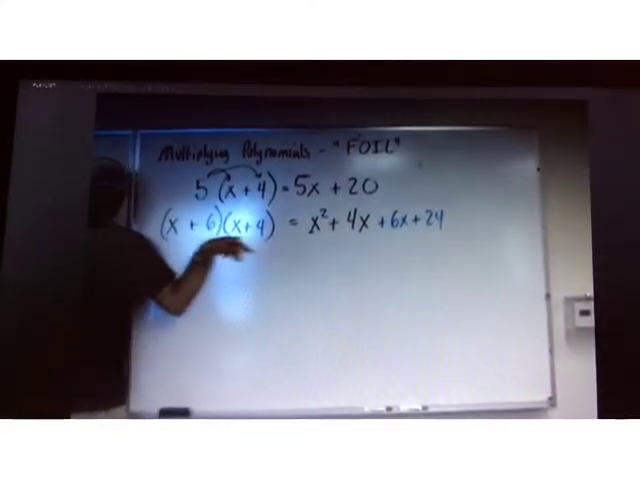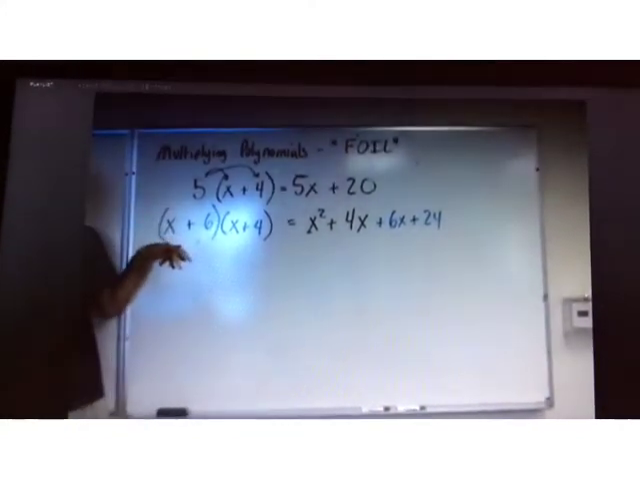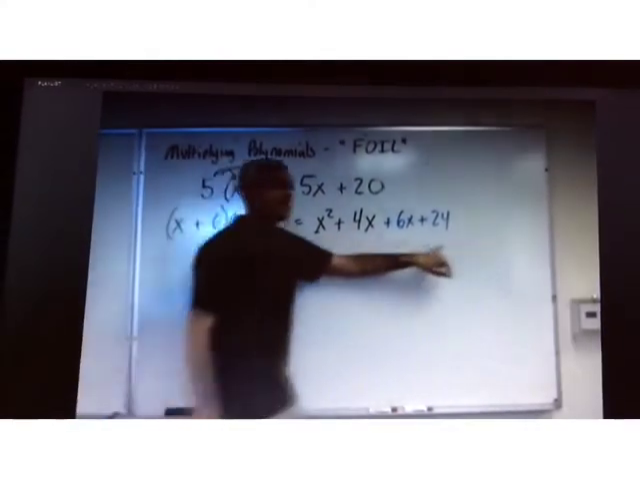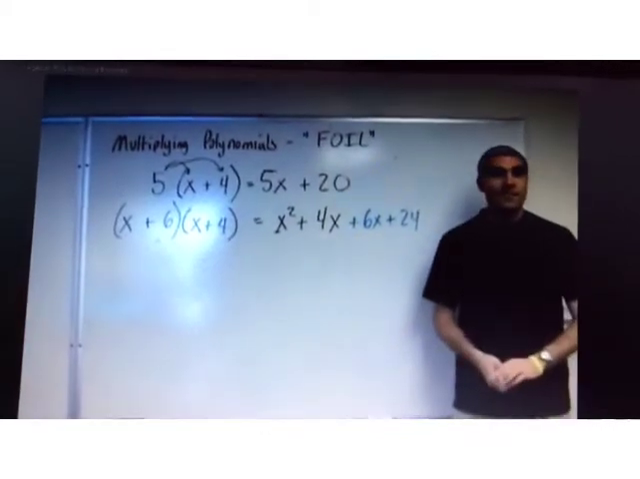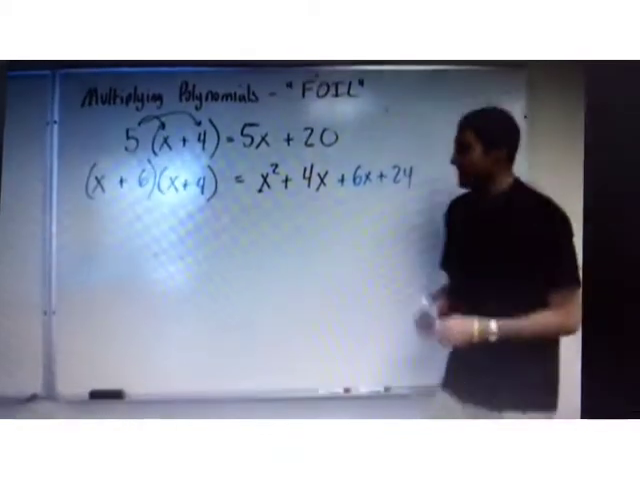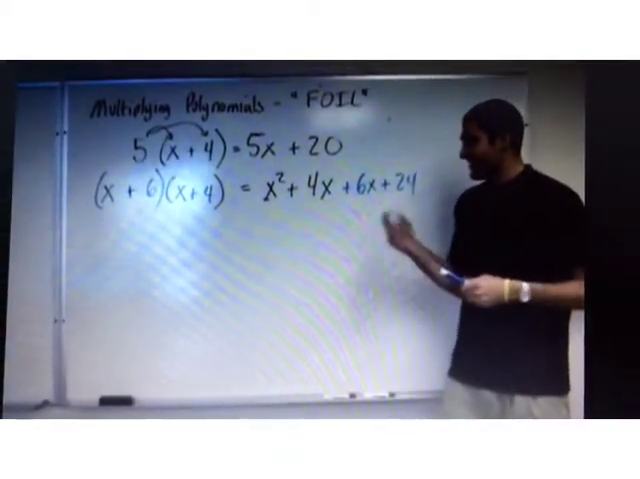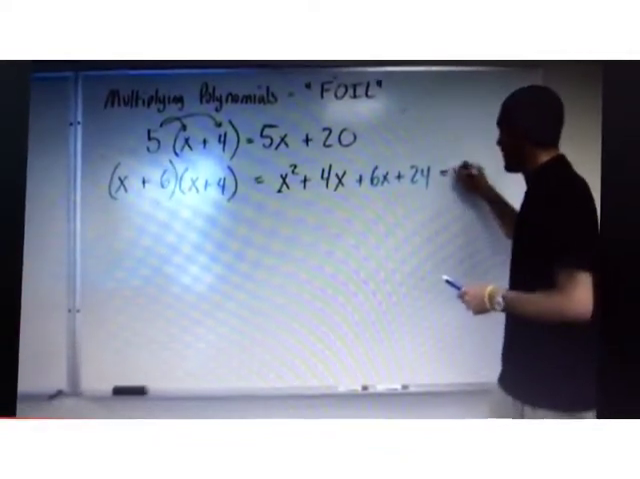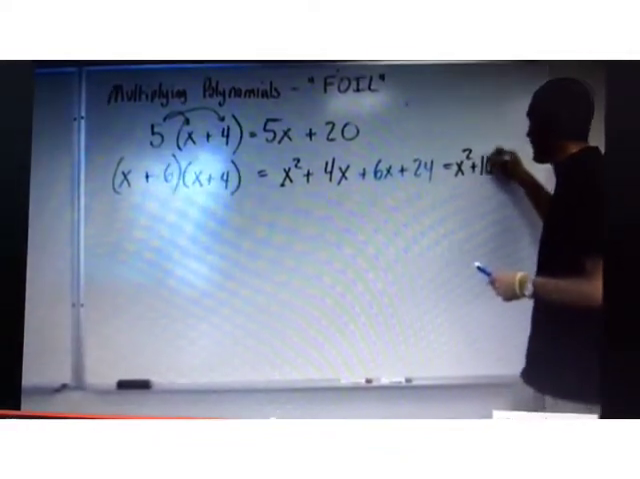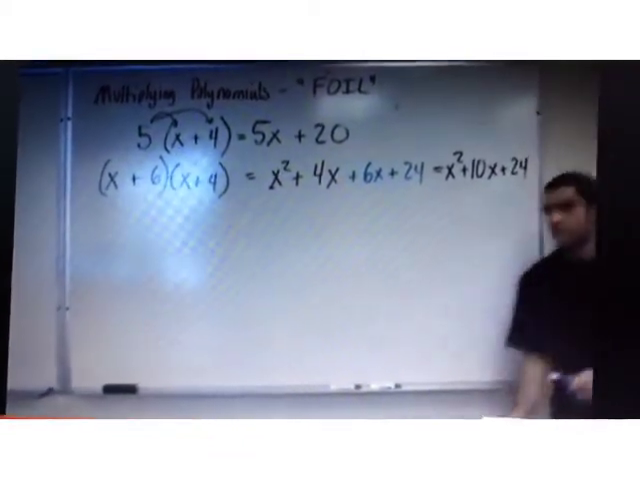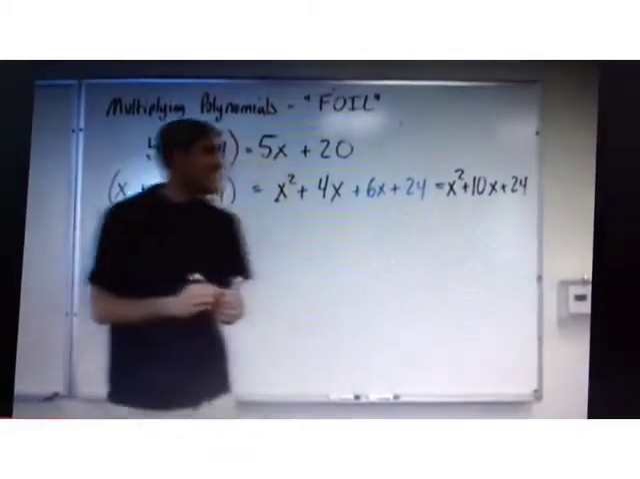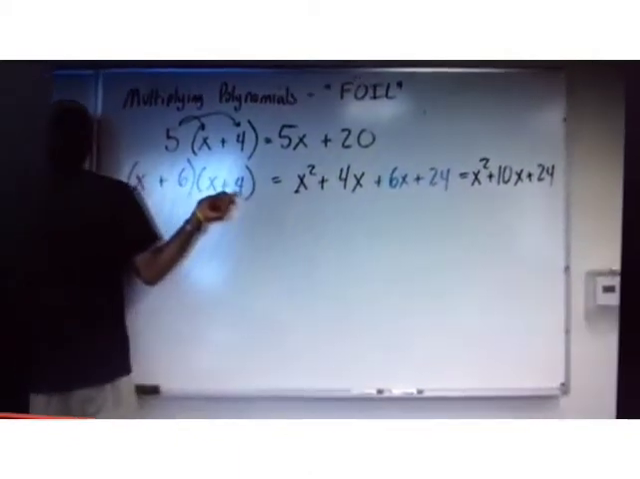So this is the type of problems we're going to be working with today. Alright, can these be combined in any way? Simplification? Yes. What's it going to be? X squared plus 10x plus 24. Right. X squared plus 10x plus 24. So, questions on that? That's foiling, right?